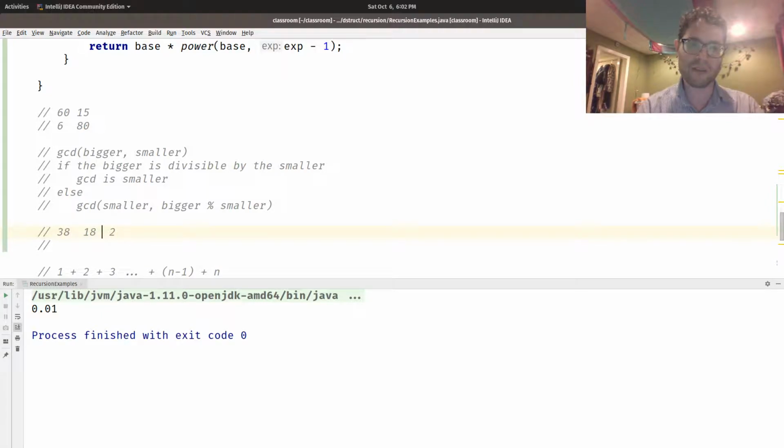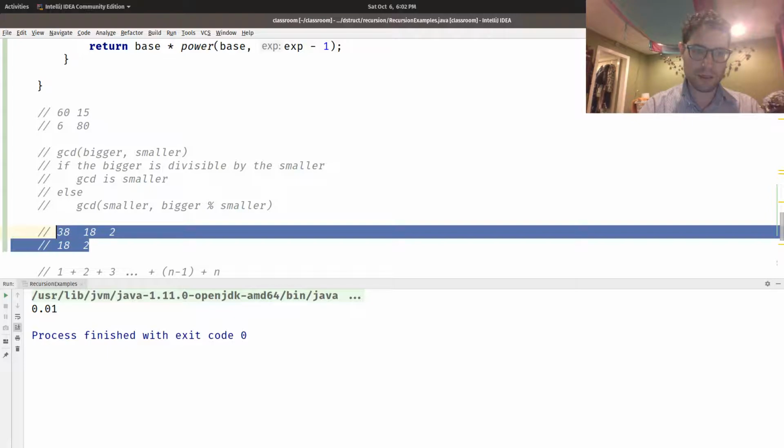And that also makes sense if you work the other way. 18 times 1 is 18. 18 times 2 is 36. That's as close as we can get to 38 without going over. And then the difference there is 2. So now 18 and 2, right? So is 18 divisible by 2? Yes, it is. So we're done.